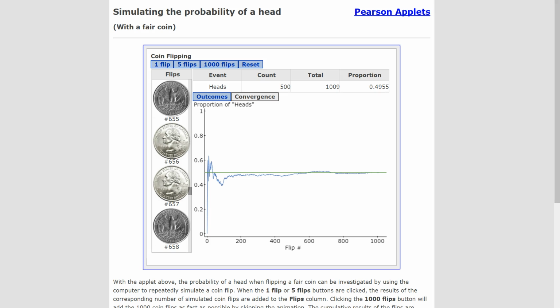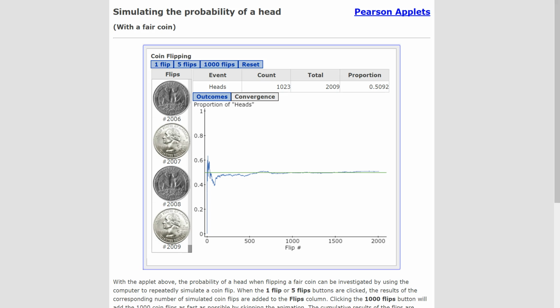Okay, so as you can see here, this probability keeps hovering around this 1/2 line. And if I were to do this experiment another 1,000 times, again, notice that the proportion is still hovering around 1/2.